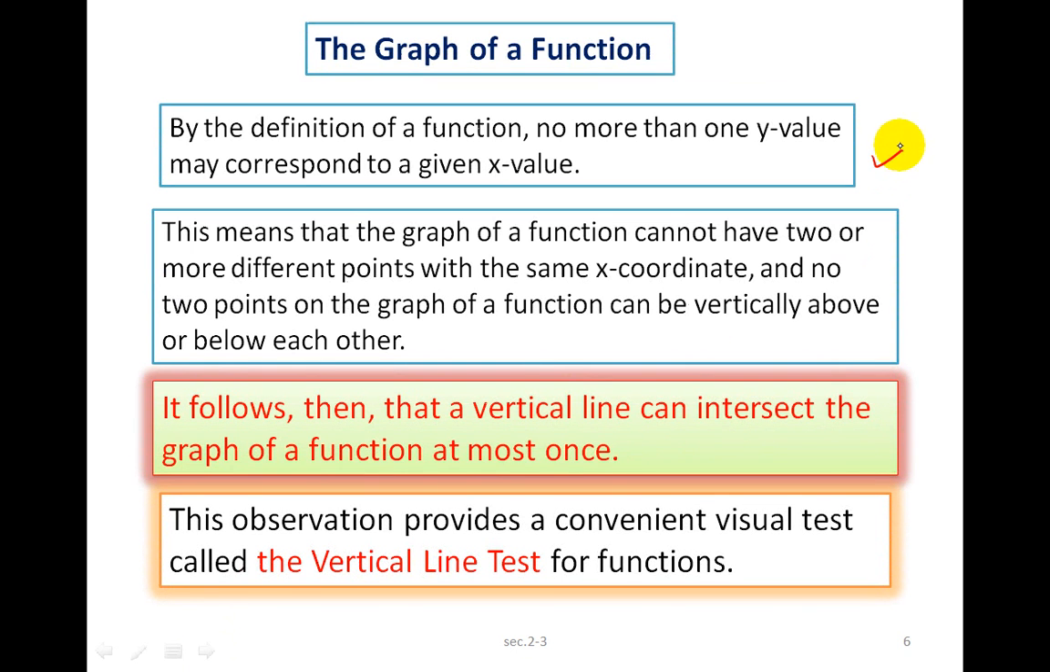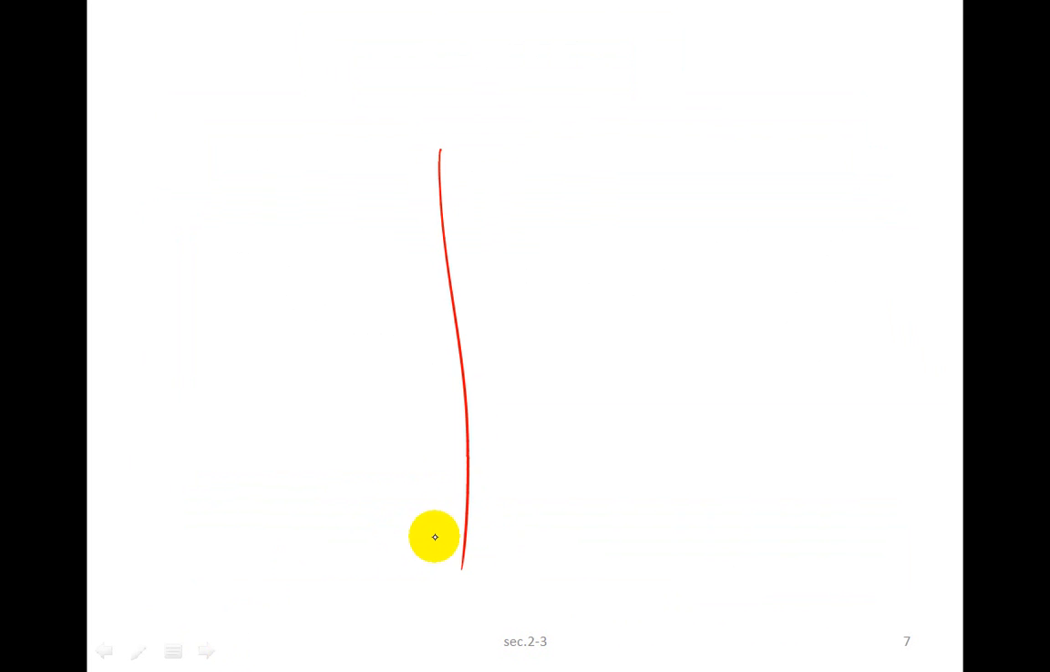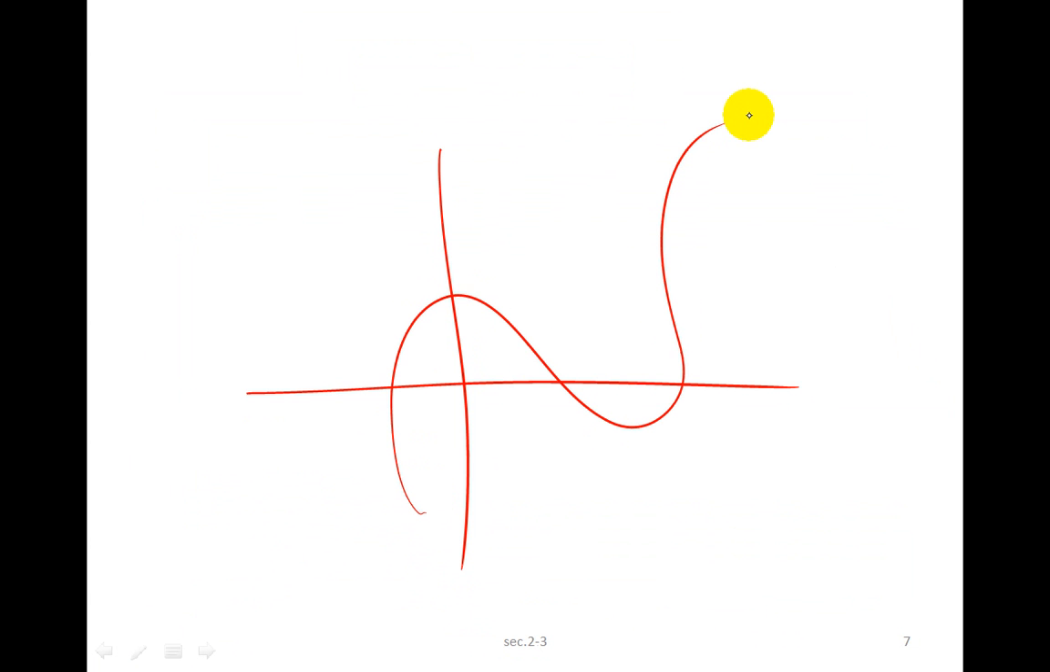This is talking about functions, the idea that we've been talking about before, and here is the important idea. It says that a vertical line can intersect the graph of a function at most once. That means if you have a graph, let's say this is your graph, and you make a vertical line, this vertical line must touch the graph only once. If it is touching the graph only once, then we can call it a function.